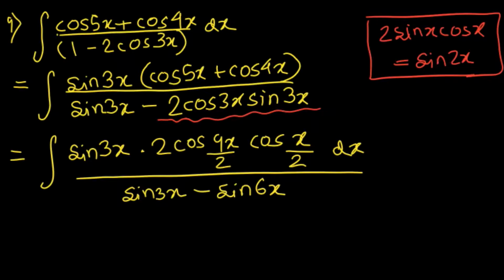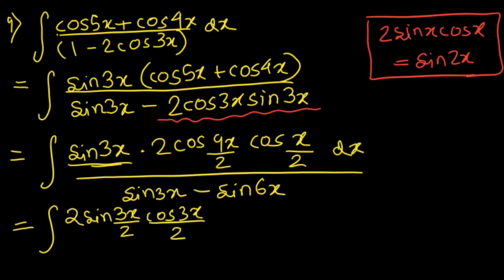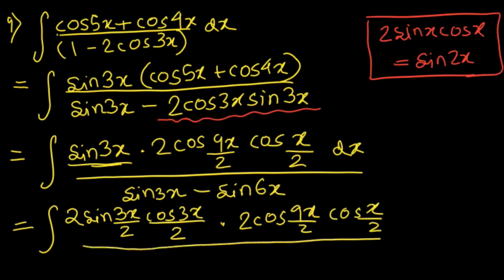Okay. This sin 3x, into submultiple angles formula, that is 2 sin 3x by 2 into cos 3x by 2. Okay. Next, this one is already there in the submultiple angles formula. So 2 cos 9x by 2 cos x by 2. So there is a formula. The denominator also comes under the direct formula, that is sin a minus sin b.